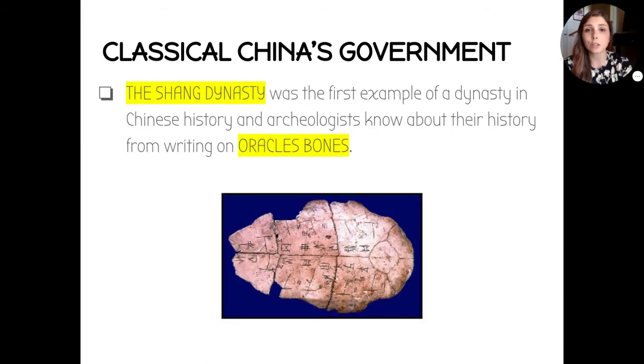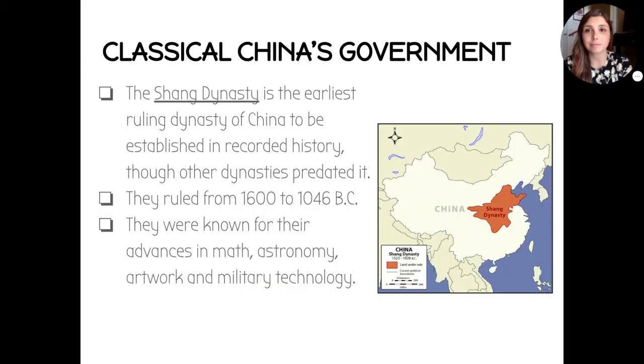The Shang dynasty was the first example of a dynasty in Chinese history, and archaeologists know about their history from writing on oracle bones, which tell about their time within the Shang dynasty. The Shang dynasty is the earliest ruling dynasty of China to be established in recorded history. Though other dynasties predate it, we don't know much about those other dynasties. We know a lot starting with the Shang dynasty. They ruled from 1600 to 1046 BC.